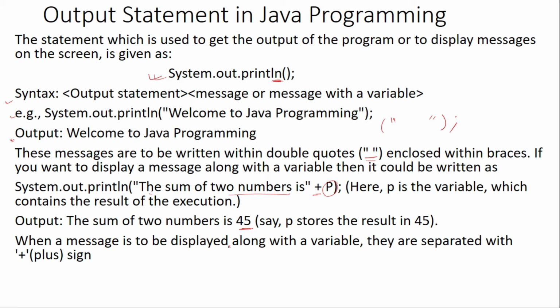When a message is to be displayed along with a variable, they are separated with plus symbol. Now here this plus symbol is used to concatenate, or you can say to join the message with the variable, or you can say value of the variable. Okay, now this plus symbol is used to concatenate, and another plus symbol is the arithmetic operator used to find the sum of two or more variables.